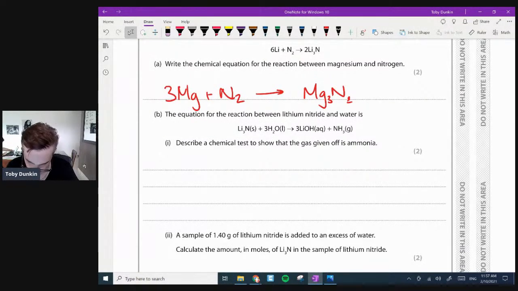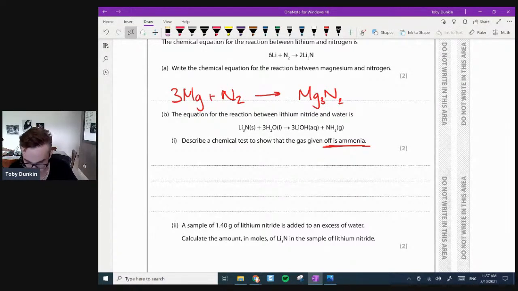The equation for the reaction between lithium nitride and water is this. Describe a chemical test to show the gas given off is ammonia. Right, so the test for ammonia gas. We're going to use damp red litmus paper and it will turn blue. Alternatively, you could use concentrated hydrochloric acid and it will form white smoke.